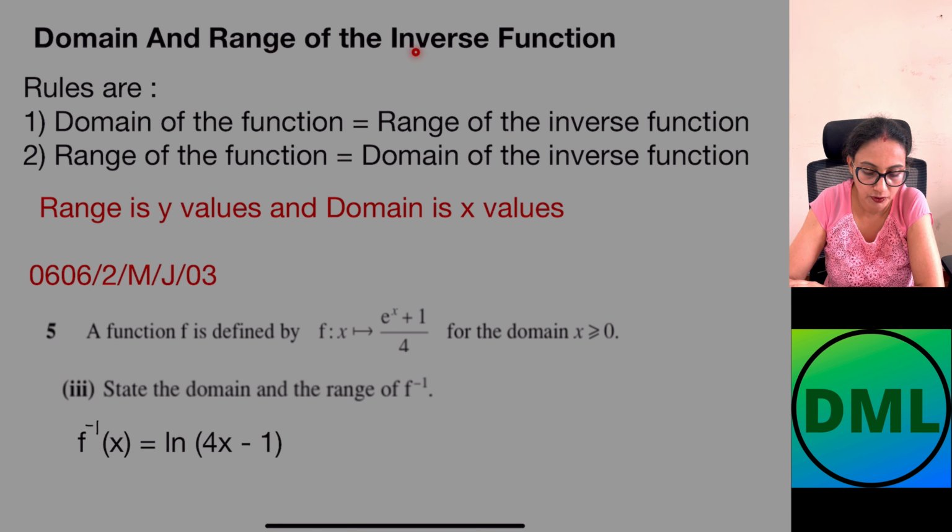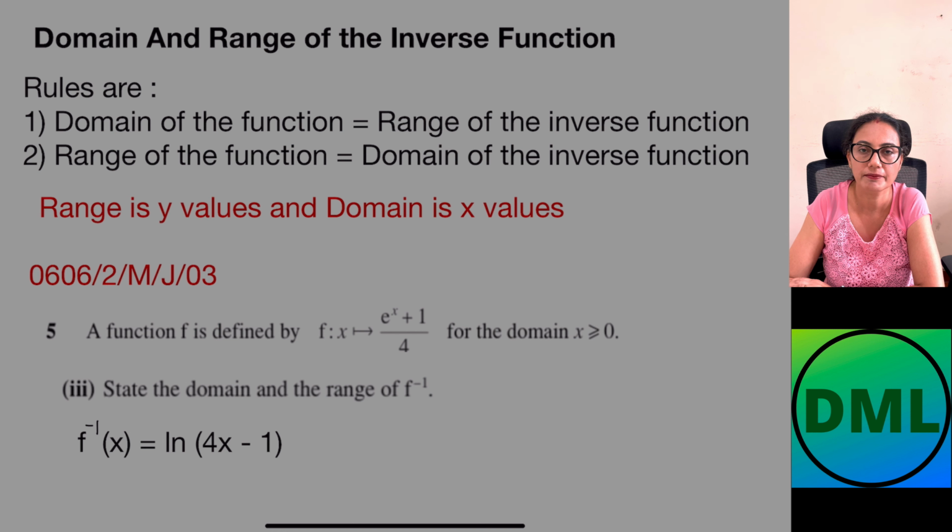Domain and range of the inverse function. First, we will see what are the rules to write down the domain and range of the inverse function. Rules are: domain of the given function is the same as the range of the inverse function. Range of the given function is the same as domain of the inverse function. What is the meaning of that? We will understand that by doing few questions based on that. The range is y values and the domain is x values.